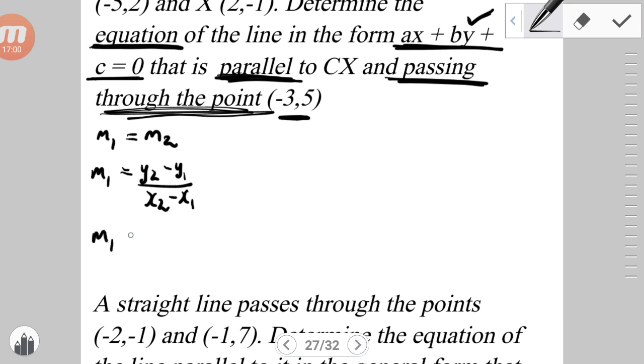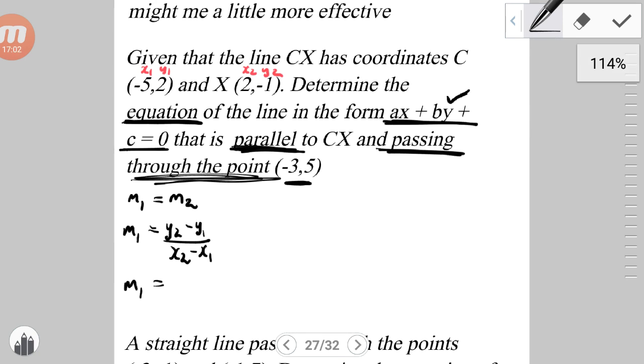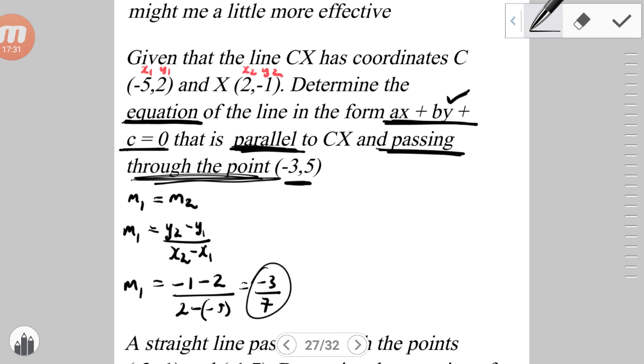So, okay, here we go. m1 is equal to y2, which we had indicated up here to be minus 1, take away y1 here, which is 2. And x2 here works out to be 2, take away x1 here, which is negative 5. So that's 2 take away negative 5. This works out to be minus 3 over 7. Alright, minus 3 over 7. So this is going to be the gradient of the original line, which is CX.